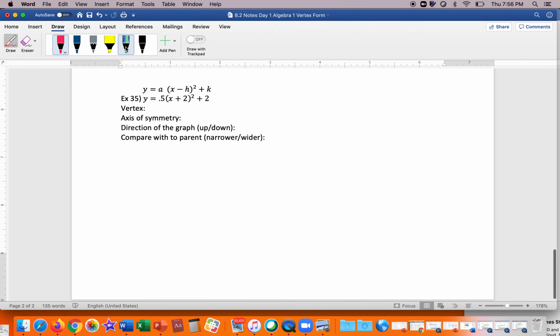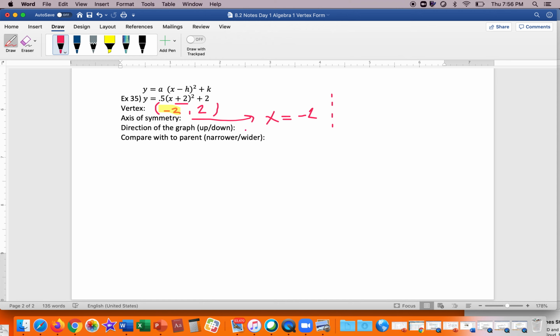Okay, then we look at 35. So for 35, I'm going to do my little trick. Vertex, opposite of inside, number on the right. So opposite of inside, opposite of positive 2 is negative 2, comma, number on right, 2. The axis of symmetry is the x coordinate of the vertex. So our axis of symmetry is x equals negative 2. That will be our vertical line that slices through the graph.